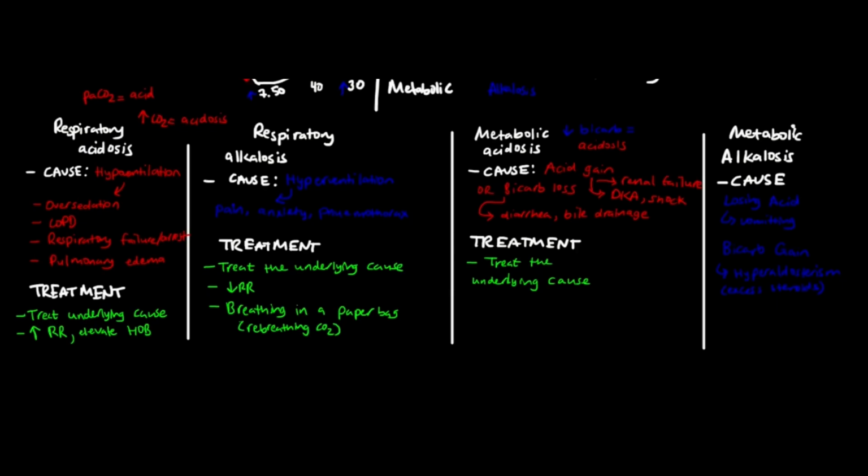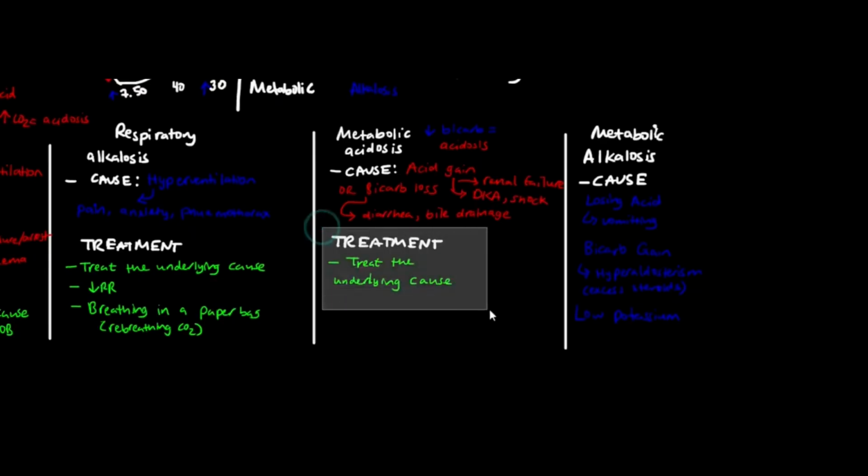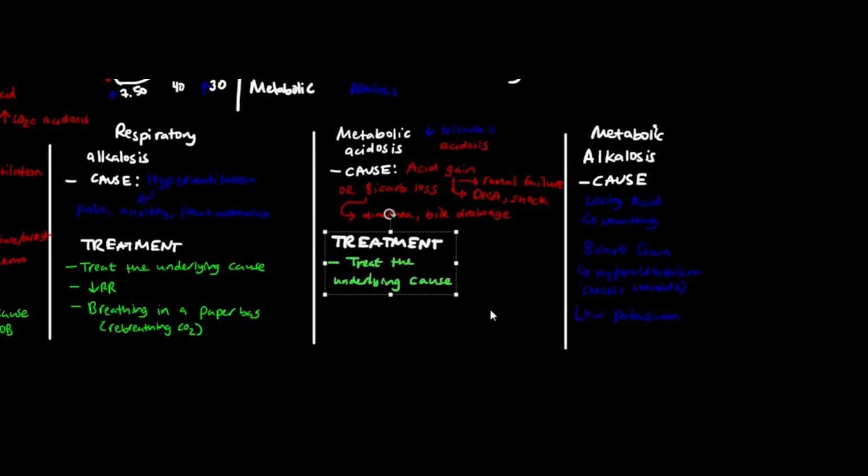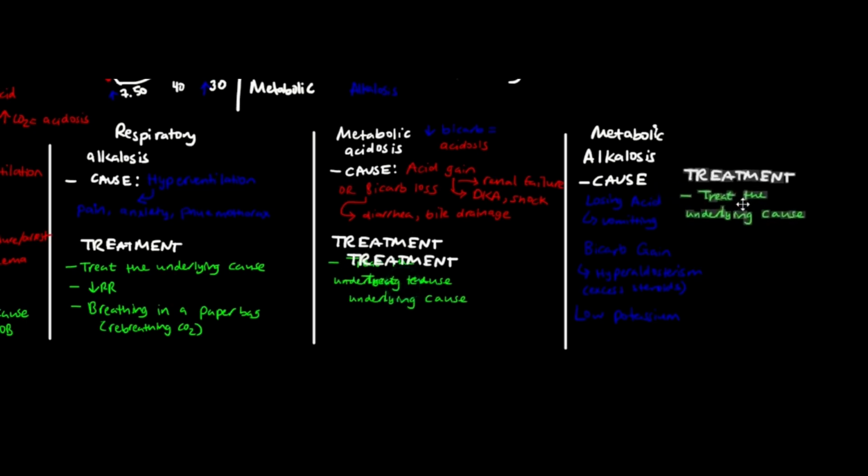Another cause of metabolic alkalosis is having low potassium levels. And this could be due to excessive diuretic use. And so just like the other situations, the treatment will include treating the underlying cause.